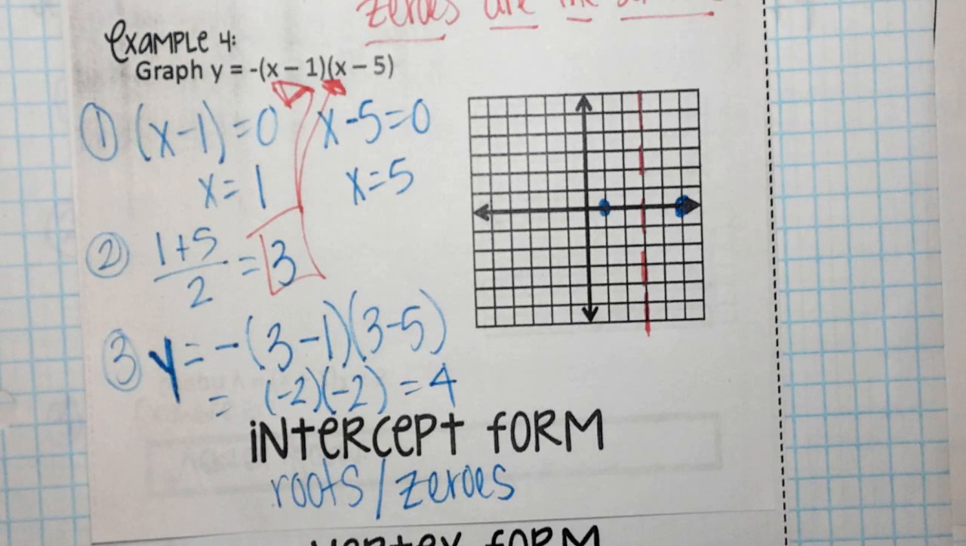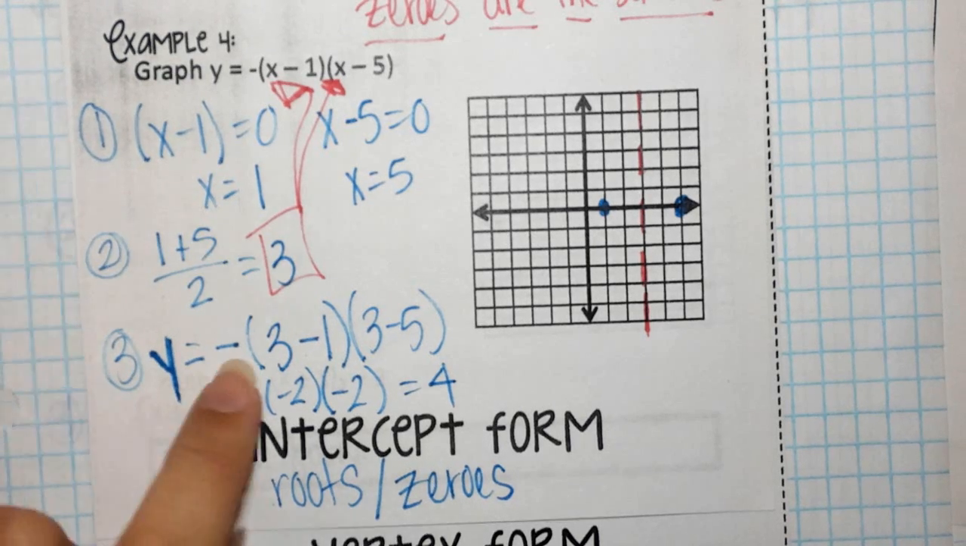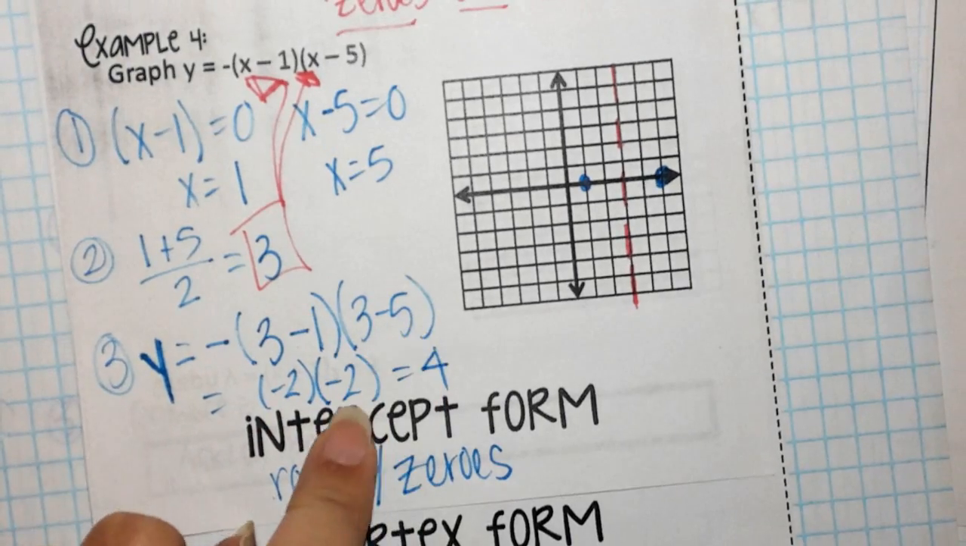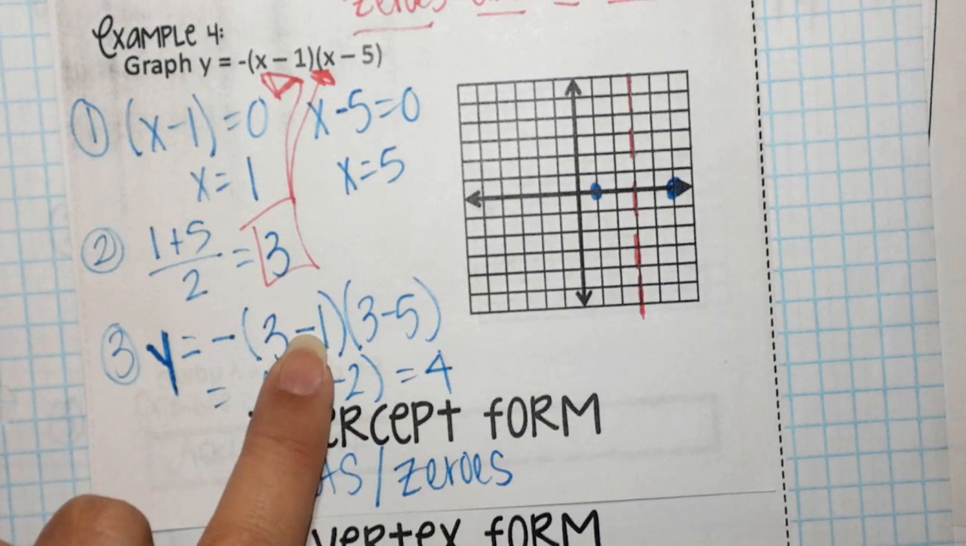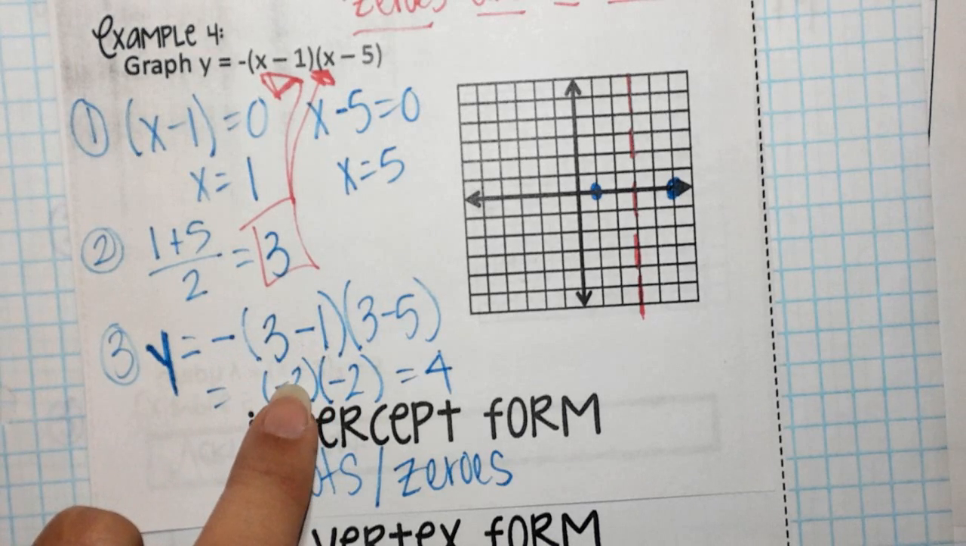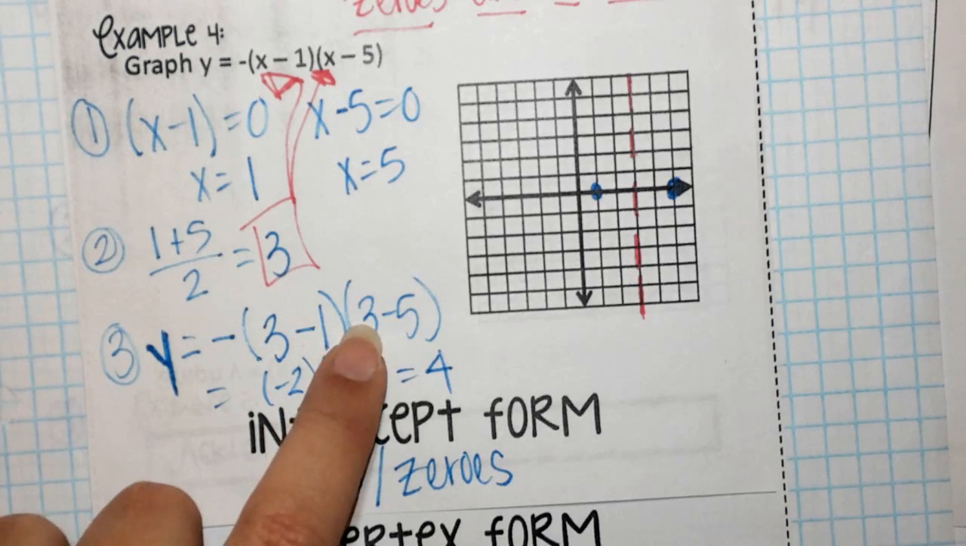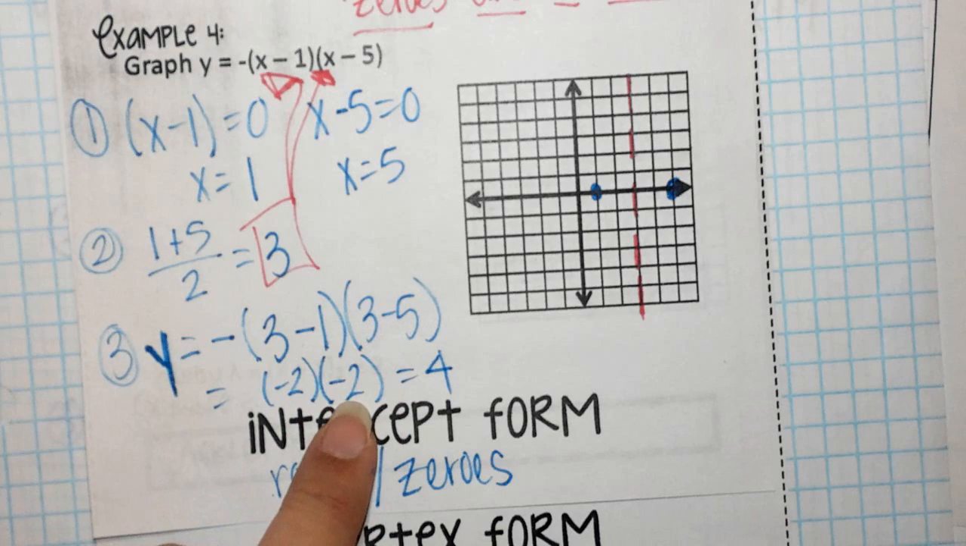Wait, Miss Ezra. Yes. Where did you get those 2 2s? Because 3 minus 1 is 2, and 3 minus 5 is negative 2. It won't always be that way. It just worked out that way this time. Do you understand what I'm saying? Okay, 3 minus 1 is 2, and the negative made it a negative 2. Oh. 3 minus 5 is negative 2.